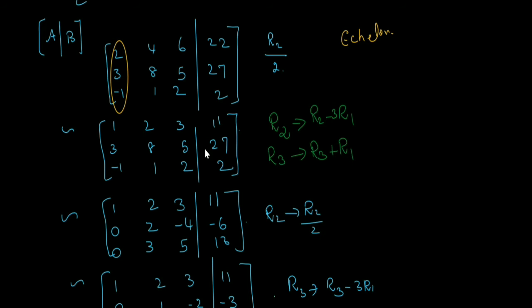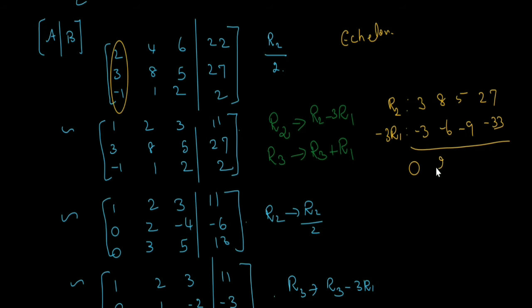How do you make this as 0? We are going to use the elementary row operations, that is R2 is R2 minus 3 times R1. The constant is 3 here. So what is R2? R2 is 3, 8, 5 and 27, minus 3 times R1. So multiply row 1 by minus 3. So it will give you minus 3, minus 6, minus 9, minus 33. Now you add. So when you add, you will get 0 here, 2, minus 4 and minus 6.